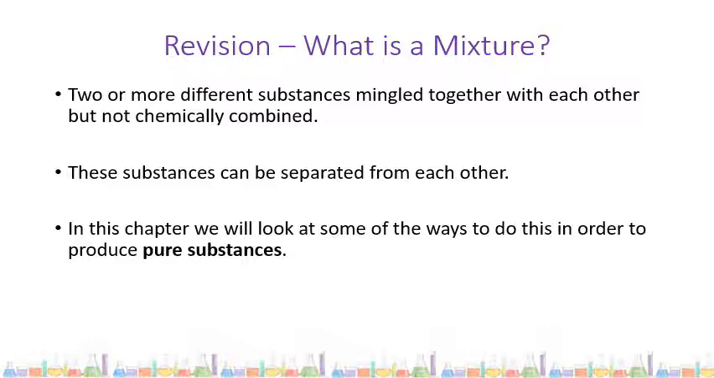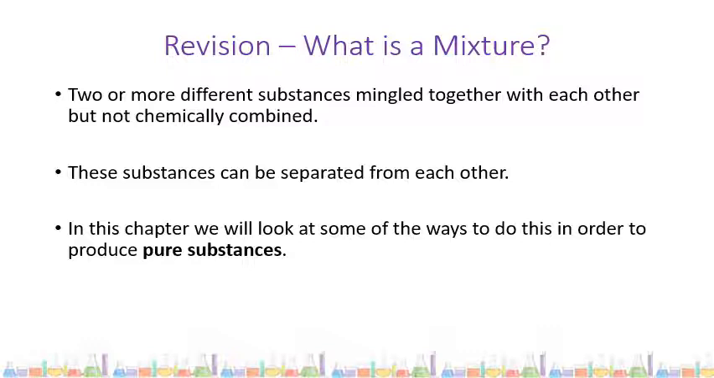What is a mixture? You should remember this from our chapter on elements, compounds and mixtures, that a mixture is two or more different substances mingled together with each other but not chemically combined. So they're mixed together but they're not stuck together. We can separate them again.